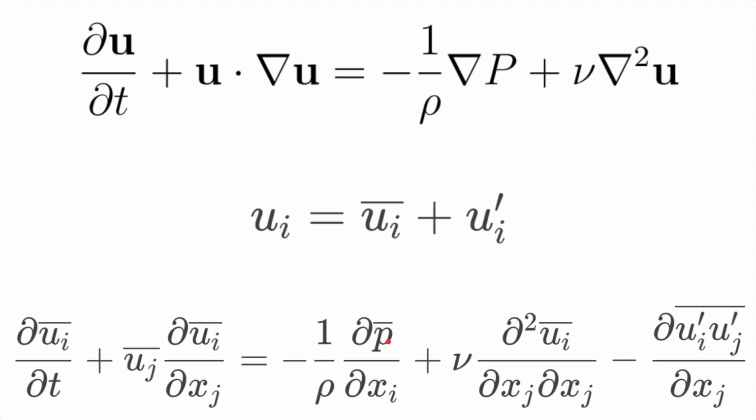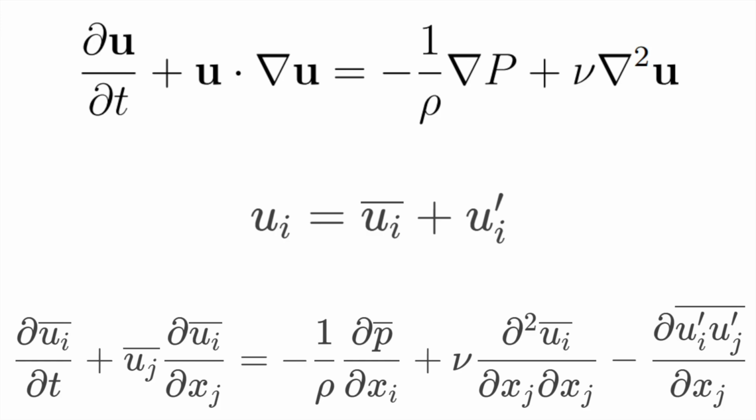The last term is nonlinear and is called the Reynolds stress. The Reynolds stress term makes it so that the equation requires turbulence models to close and solve the equation because there are too many unknowns. This equation can be used with turbulence models to simulate turbulent flows.